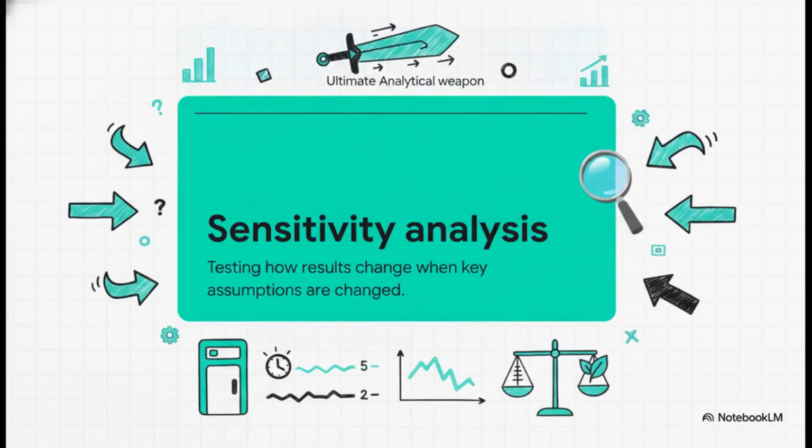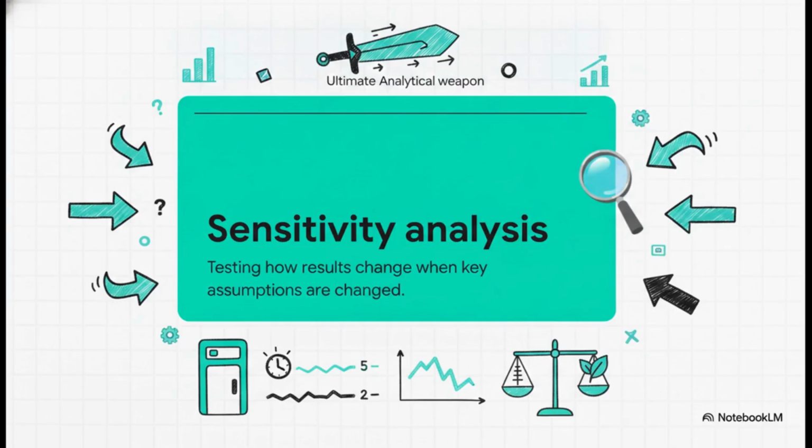So, how do we actually handle that uncertainty? We use a sensitivity analysis. Think of this as your ultimate analytical weapon. It is the process of testing how your final results shift when you change your key assumptions. It's essentially a stress test. For instance, if you assumed a product lasts 5 years, what happens to your environmental impact if it actually only lasts 2? Does your recommended action change?